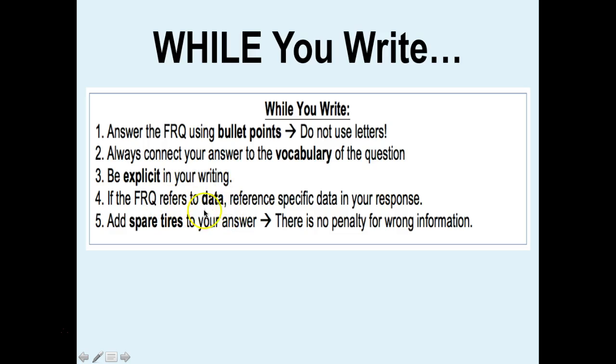If the FRQ refers to data, like I showed you previously, it's really important that when you're discussing this data, you want to reference specific data points in your response. For example, if you're about to show the trend or some type of pattern in data, you want to specifically reference, for example, in 1976, the president had a popularity rating of 20%, and that increased when it reached 1980 when the popularity was 78%. You want to show very specific data points.